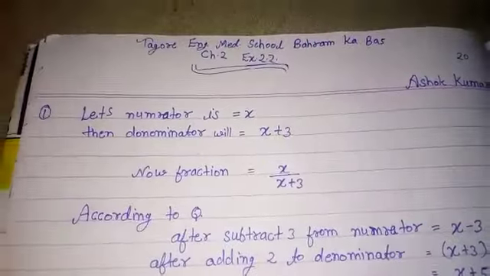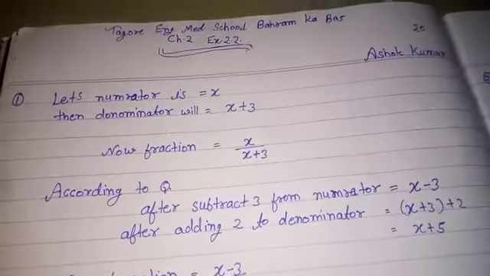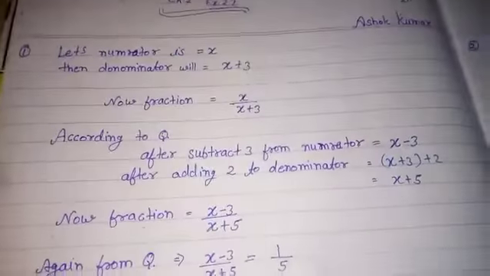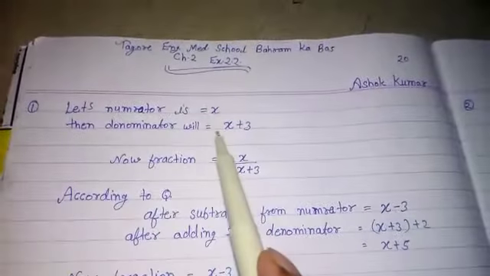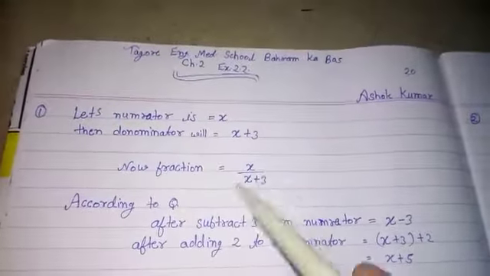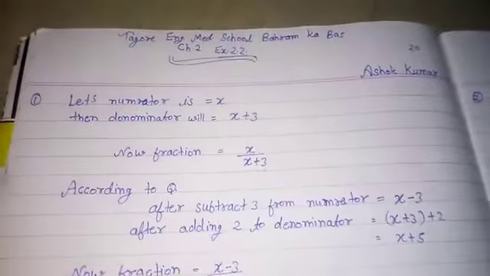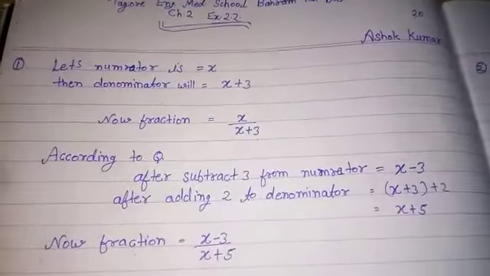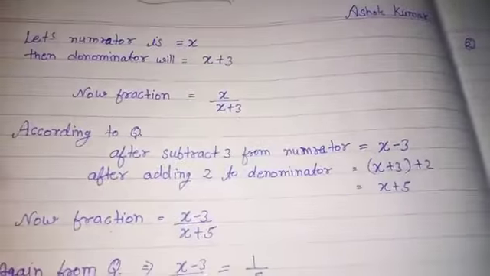So the first question is, there is a fraction whose denominator is 3 more than the numerator. So let the numerator be x and the denominator be x plus 3. So now the fraction is x upon x plus 3. The question says if we subtract 3 from the numerator and add 2 to the denominator, then the fraction will be 1 upon 5.